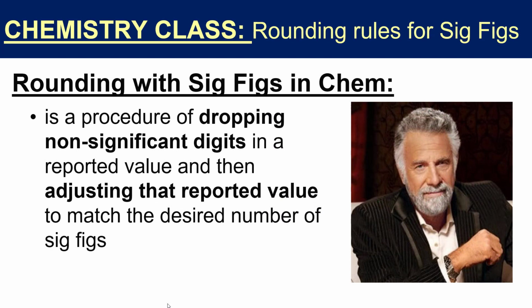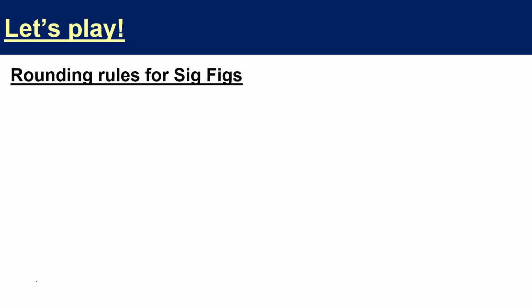So rounding with sig figs in chemistry is quite similar. It is essentially a procedure of dropping non-significant digits in a reported value and then adjusting whatever that numerical value is to match a desired number of significant figures. And as you're going to see, sometimes you have to drop numbers, sometimes you're going to have to add zeros, you're going to have to do all kinds of different stuff to make it work, but that is what this lesson is all about, so I'm happy to take you through it. So let's play. I'm going to give you guys some examples, and you're going to use the general mechanics of rounding that you know, but now we are going to implement the significant figure twist into it. Let's just dive right in.